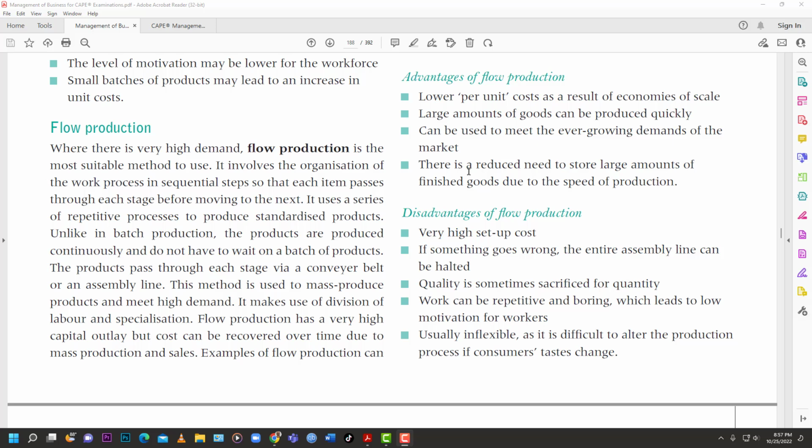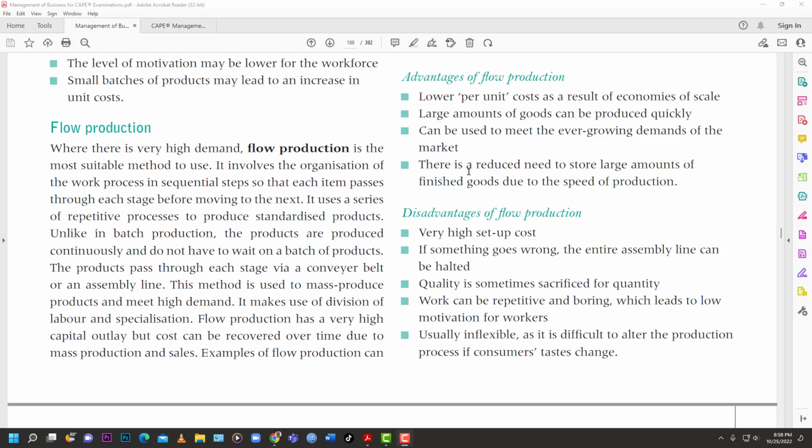Quality is sometimes sacrificed for quantity, because you realize these things are moving so fast that you can't really inspect every single one of them. You inspect every other 100 or something like that, and meanwhile bad ones are slipping through, right? So that's a sacrifice right there. Work can be repetitive and boring, which leads to low motivation for workers. Again, most of it is automated, and so workers are just there pressing buttons, and that can be boring and not motivating to the workers.